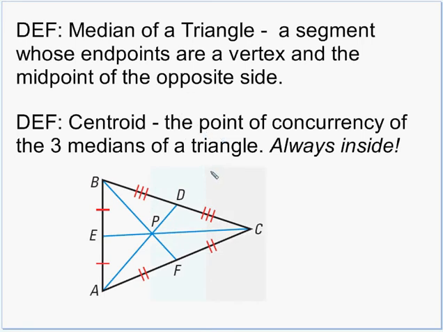If we look here where all three medians meet, all three of these blue lines, is a point of concurrency, and that point is called the centroid. So point P right here is a centroid. More importantly, your centroid will always be inside of the triangle, whether you have an acute triangle, a right triangle, or an obtuse triangle.